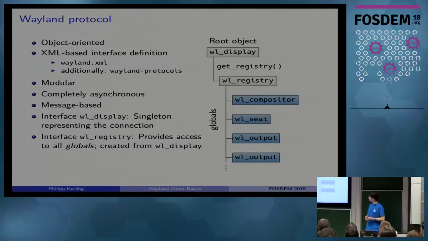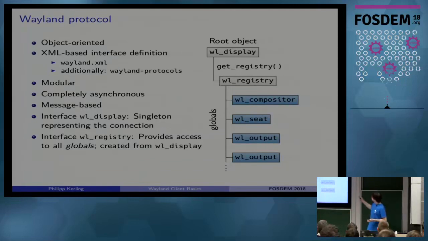Okay, some specific interfaces that you will have to use when you're using Wayland is firstly WL_display, which is just the singleton interface that represents the connection to a Wayland server, and you get that just when connecting to a Wayland socket. And the other one is WL_registry, which you derive from WL display, and then that in turn provides access to all other global objects and global interfaces that you will be using.